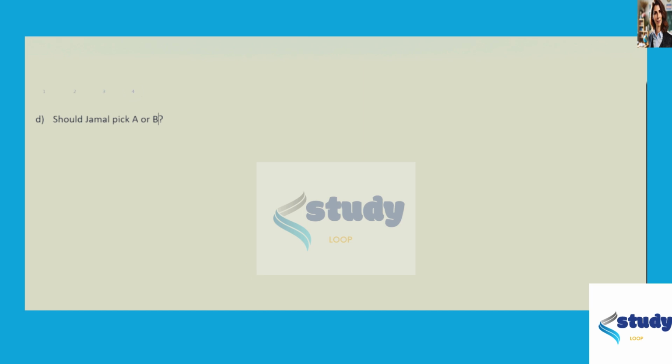The last question then is, should Jamal pick A or B? So the answer is clearly that Jamal should pick B, because we always want to maximize our utility, and choice B maximizes Jamal's utility. So this was chapter 27, problem 9.